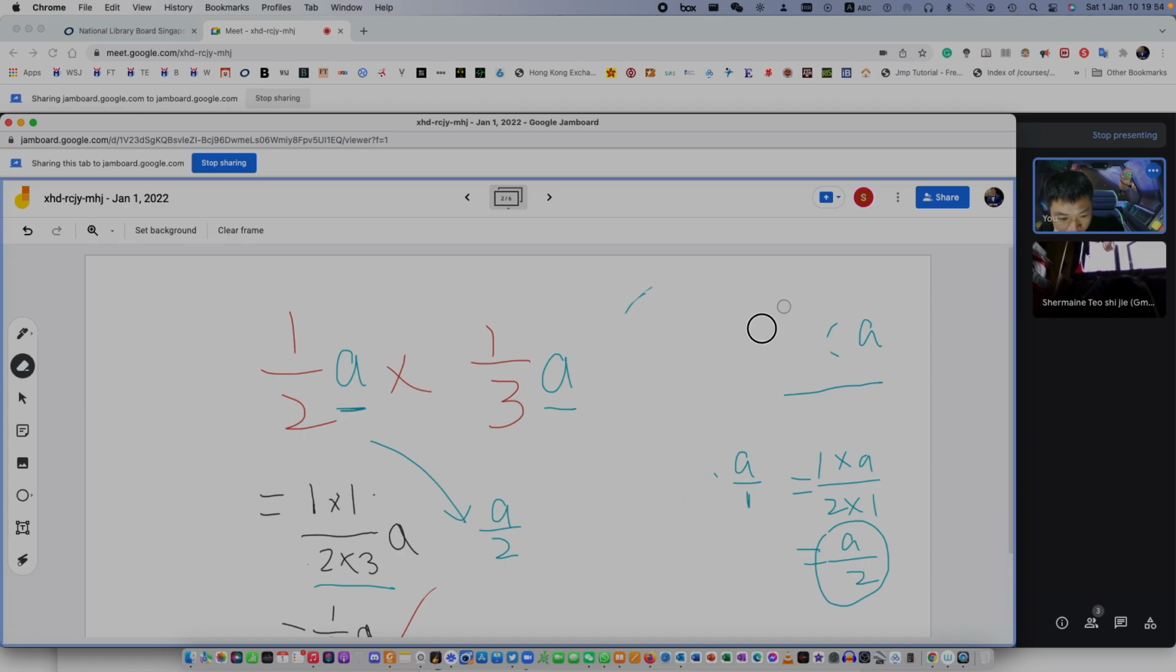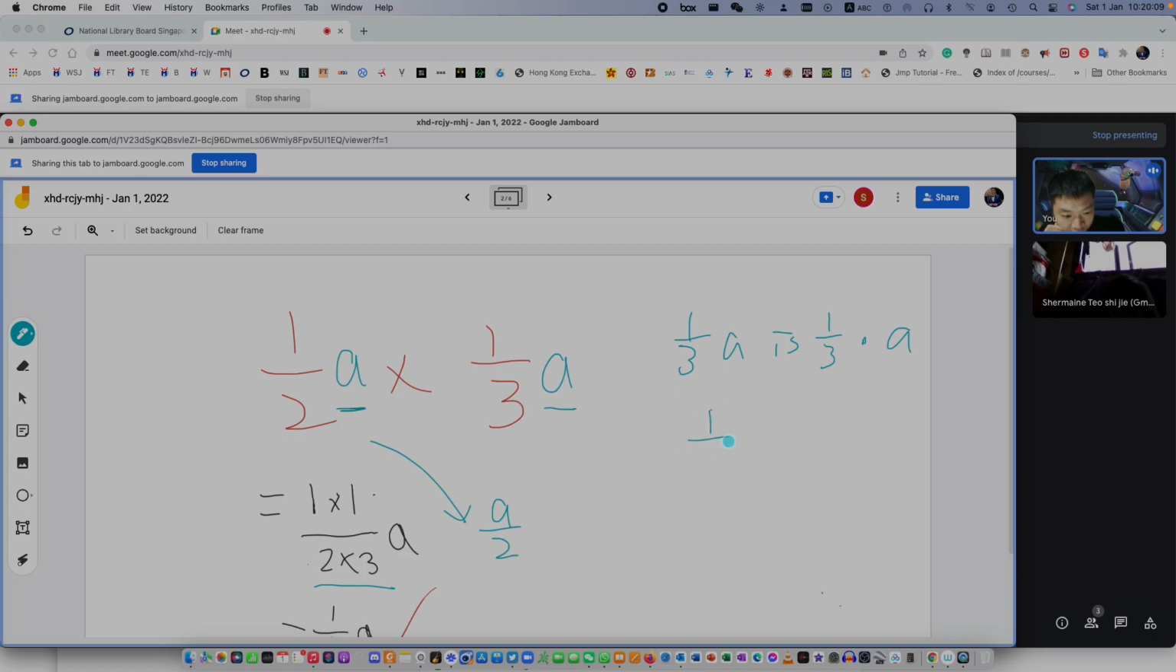So I erase this part. Okay, this is something new. You have to get it. So 1/3 A. So what is 1/3 A? 1/3 A is 1/3 times A. Do you agree? So 1/3 A is 1/3 times A. So 1/3 times A is also 1/3 times A over 1, right?